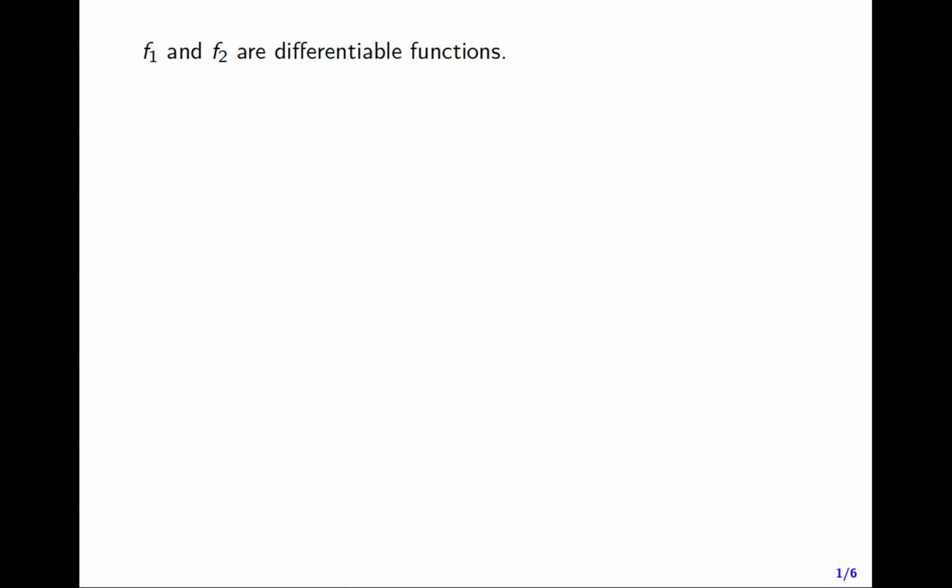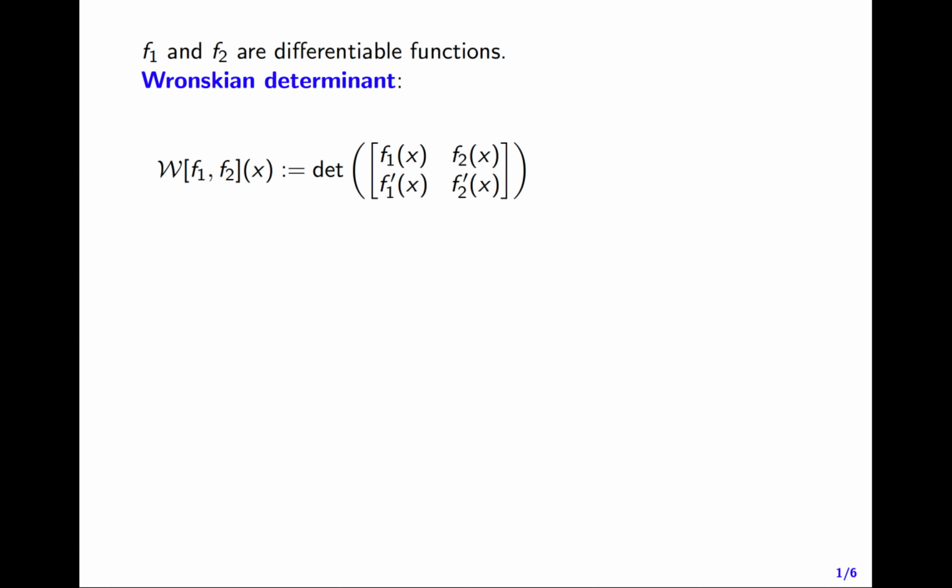And I'm going to define their Wronskian determinant to be the quantity W on f1, f2 at x is equal to the determinant of the following 2 by 2 matrix. The first column is f1 of x and f1 prime of x, and the second column is f2 of x and f2 prime of x. This is a 2 by 2 matrix, so its determinant is easy to compute. That determinant is f1 of x times f2 prime of x minus f2 of x times f1 prime of x.